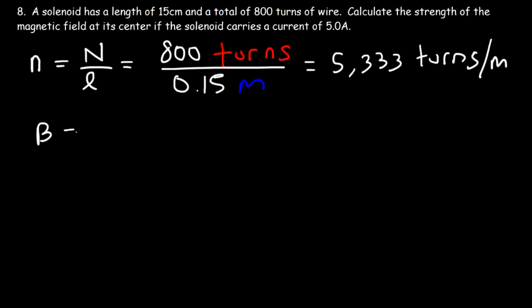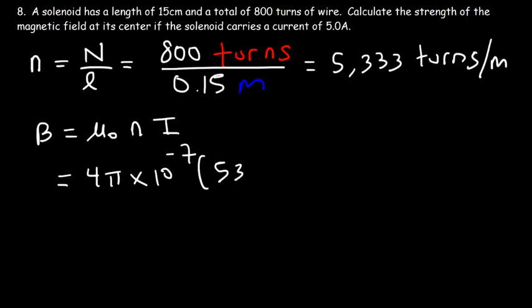So now to calculate the strength of the magnetic field, it's mu 0 times n times I. So it's 4 pi times 10 to the minus 7 times the number of turns per meter, which is 5,333, times the current, which is 5 amps.